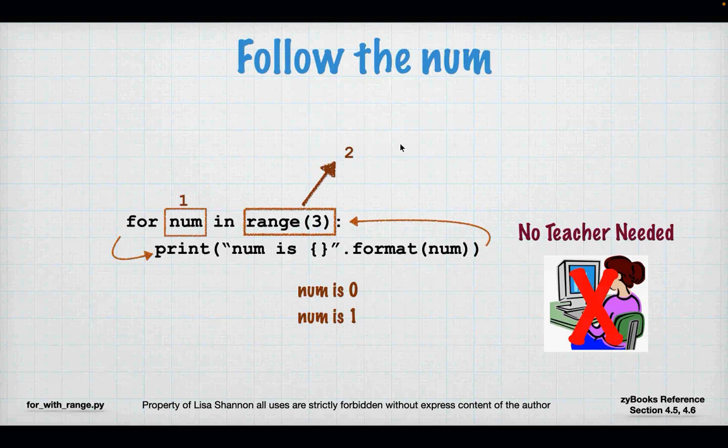Num is now going to be 1. And then we're going to have 2. Num is 2. And then we're going to stop because there's nothing else in the range. We have gone to 2, which is the only thing range is going to create because it's always that number, the stop minus 1.